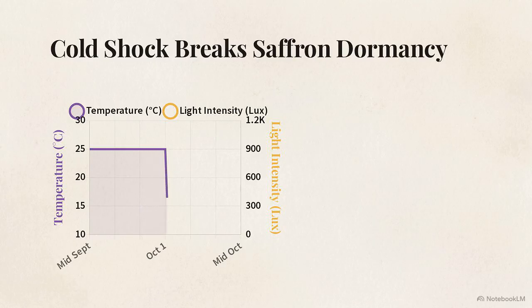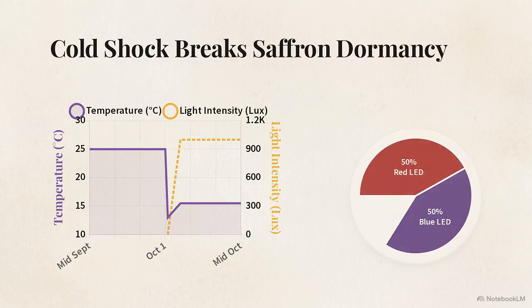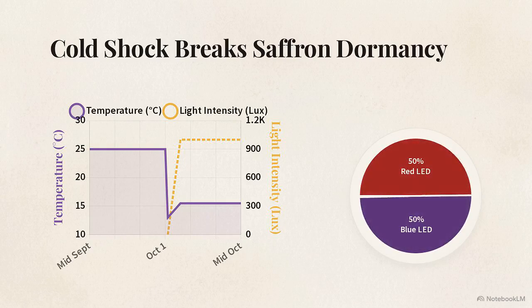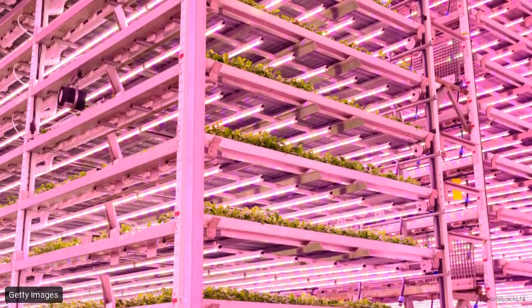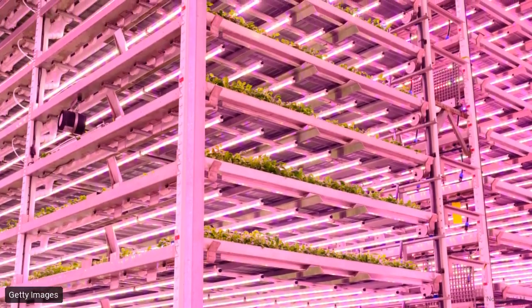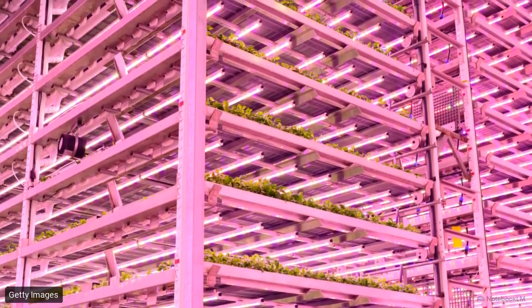The temperature is dropped sharply from 25 degrees down to 13 degrees Celsius. Following this cold shock, the environment is stabilized between 14 and 17 degrees to support optimal flower development. This temperature shift must coincide with a specific light recipe, 1000 lux provided by a 50-50 combination of red and blue LED spectra. These specific wavebands are required for saffron photomorphogenesis, providing the light quality necessary for floral induction.